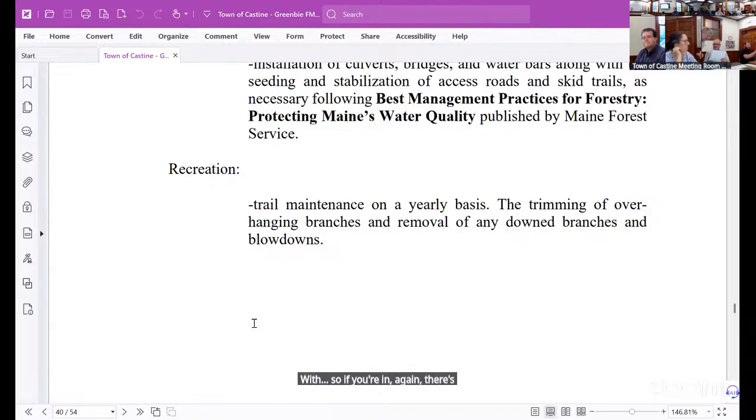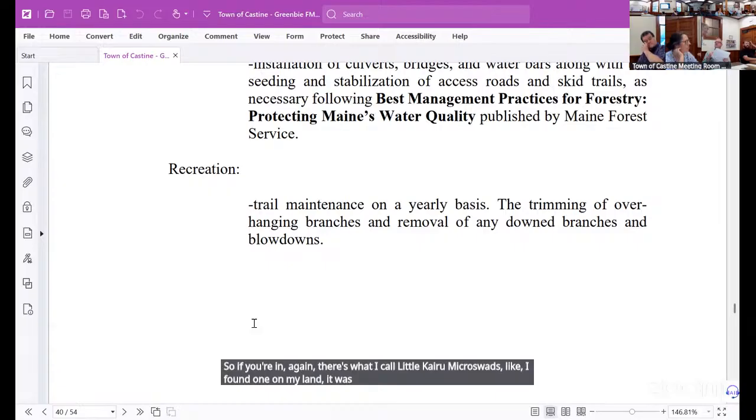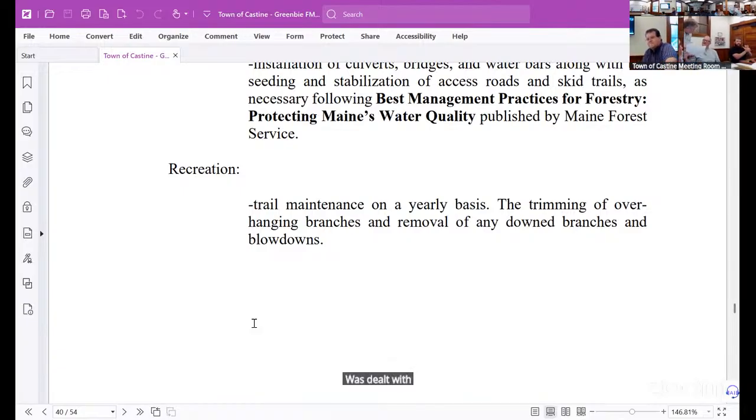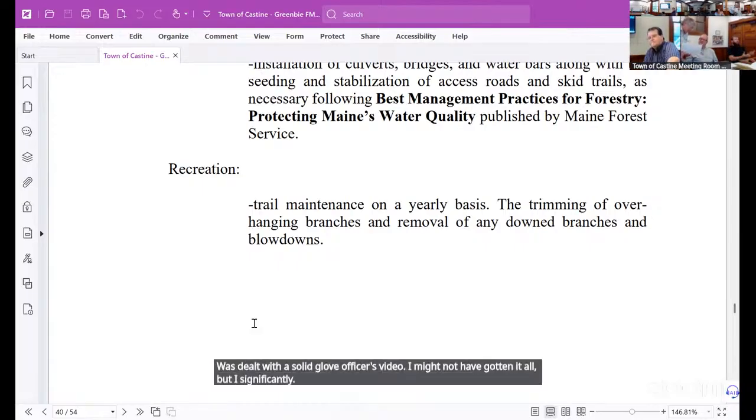If you're at what I call little tiny micro spots, like I found one on my land this spring that scared me, it was one stem of winged euonymus, burning bush. It's hard to detect, but once you've detected it, it's 5 minutes to deal with the problem. Almost zero financial investment, very little time, and it was dealt with using a set of gloves. I might not have gotten it all, but there were other factors that made me feel confident.